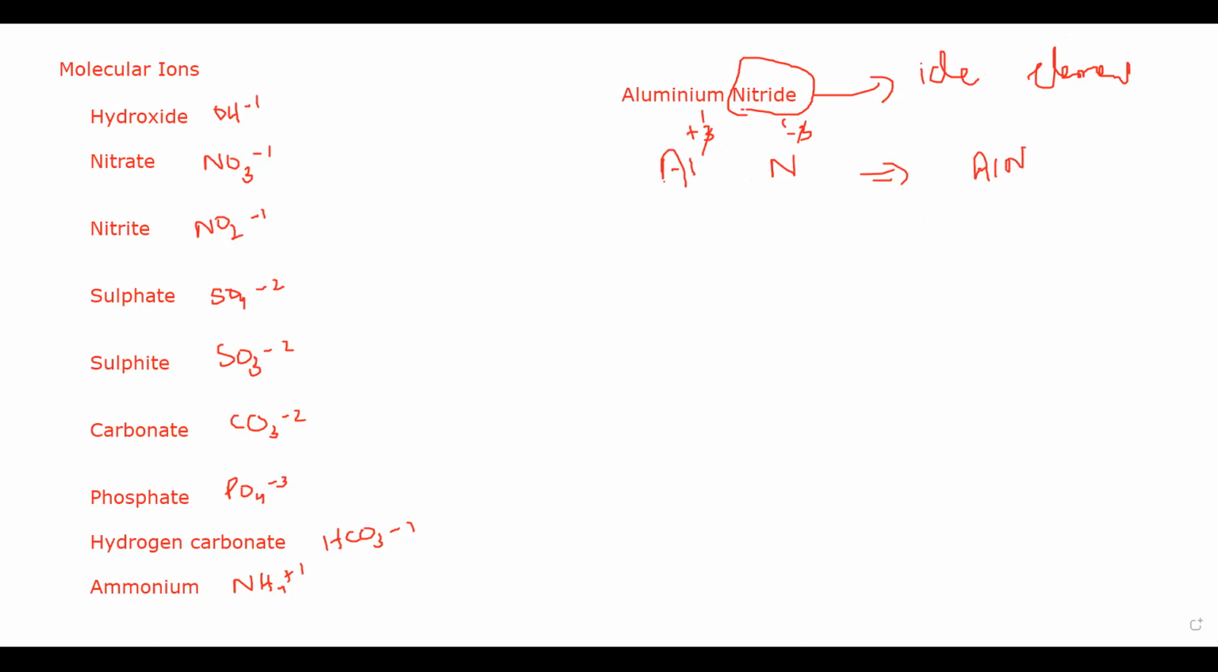But if it was aluminum nitrate, aluminum is Al with a valency +3 and nitrate is NO3 with a valency -1. So when valencies are not the same, we cross multiply. The formula for aluminum nitrate will be Al(NO3)3.